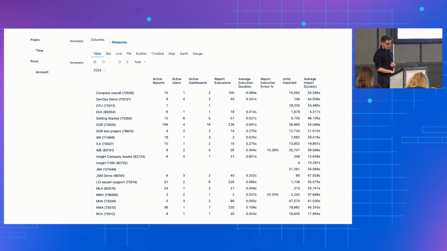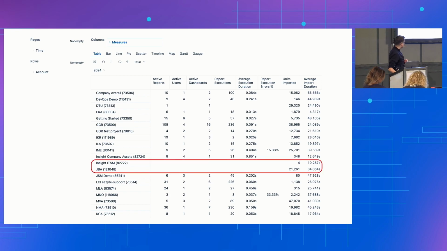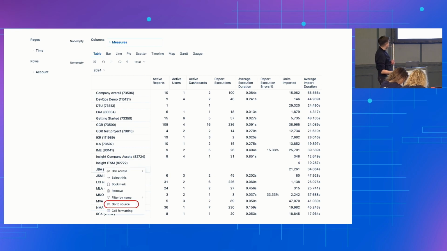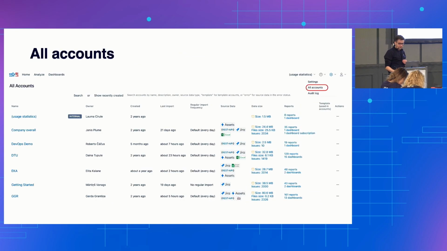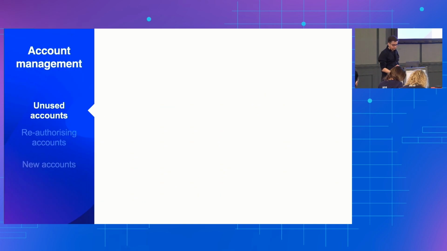For example, a report like this shows us that we have a list of accounts in 2024 that are being used, but there are some accounts where the imports are running, but they are actually not used. So you can quickly identify it and then click on the account and choose go to source to investigate further. And of course, you have the all accounts section where you can see the size of each account, what's the import frequency, and you can delete the accounts here as well if necessary.